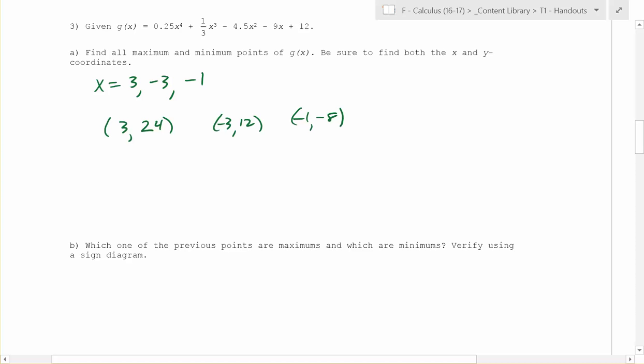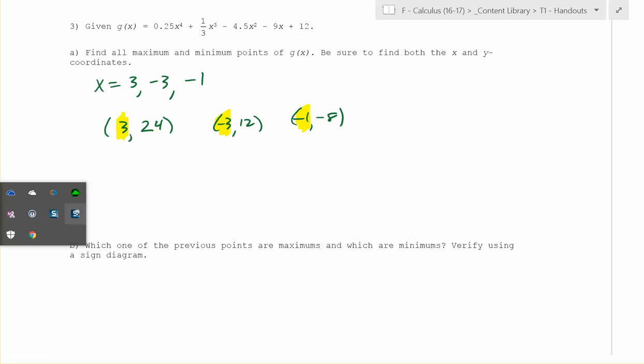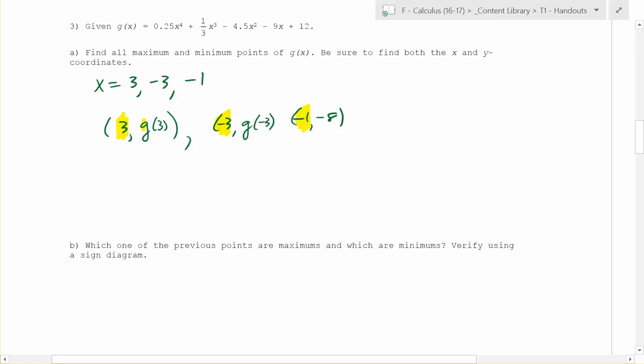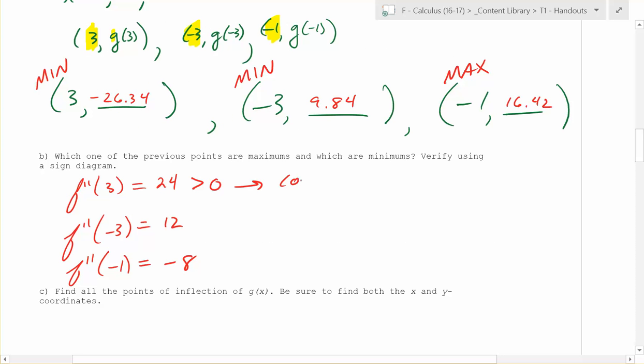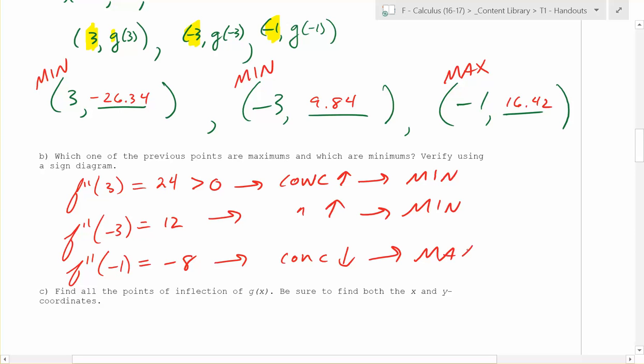Sorry, I didn't understand where you were. Excellent. So then you plug in 3, negative 3, and negative 1 into the second derivative to figure out if they are maxes or mins. So you take the x values and plug those into the second derivative. Yes? Yay, exciting. So that's concave what? Concave up, and this is concave what? So that means it's a minimum. That's a minimum, and this is a max.